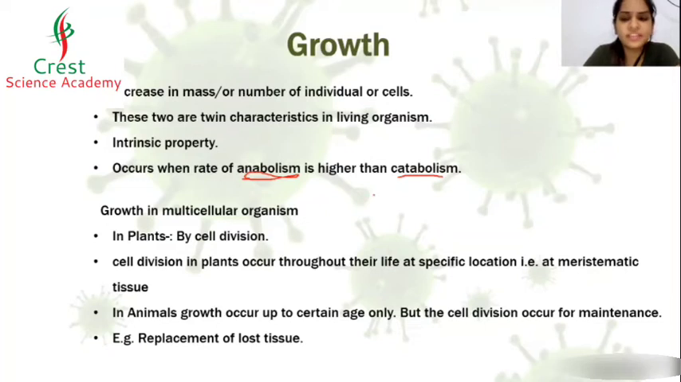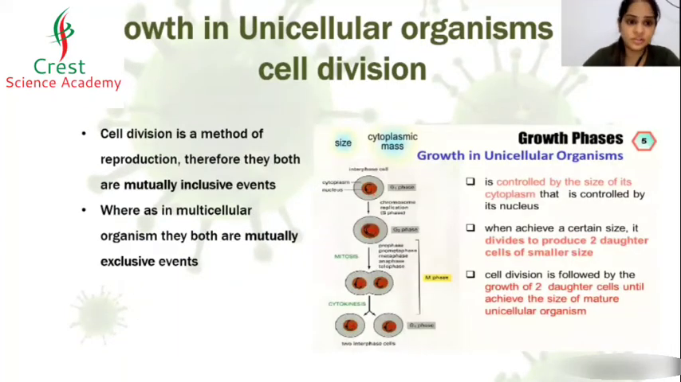But the cell division occurs for maintenance. For example, if we have replacement of tissue, then cell division will take place. But growth will take place for a certain age only. Whereas in the unicellular organisms, growth is also the mode of reproduction. That is why they are both mutually inclusive events. Whereas in the multicellular organisms, these are mutually exclusive.